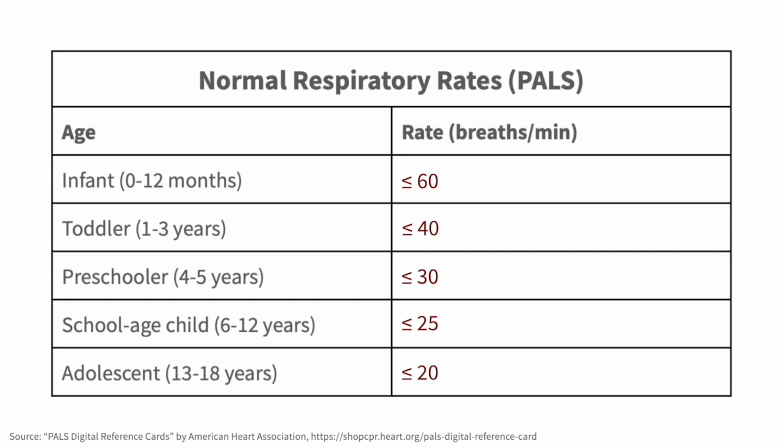Note that there is some variation between these ranges and the International Pediatrics guidelines. As a general rule, as children grow in age, the upper limit of normal for respiratory rate decreases.